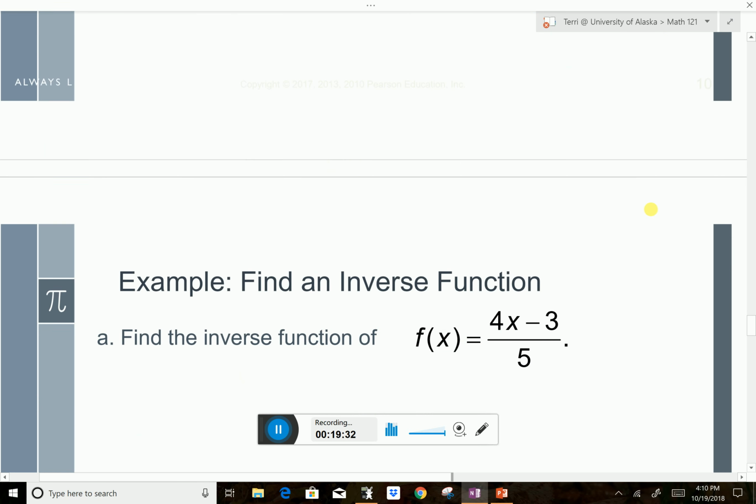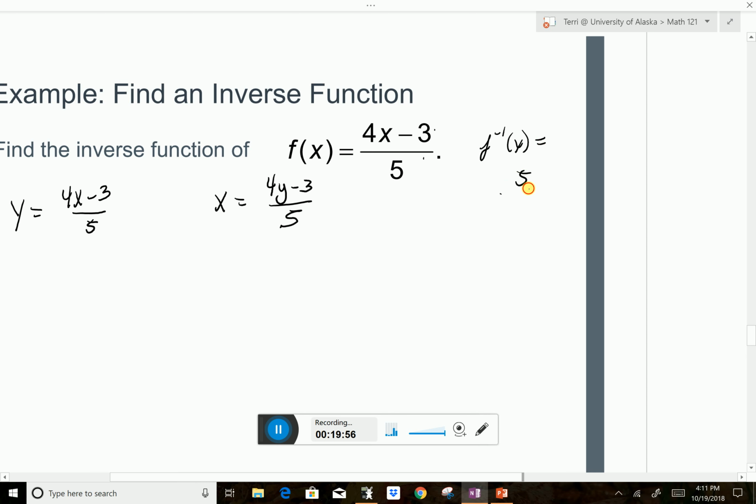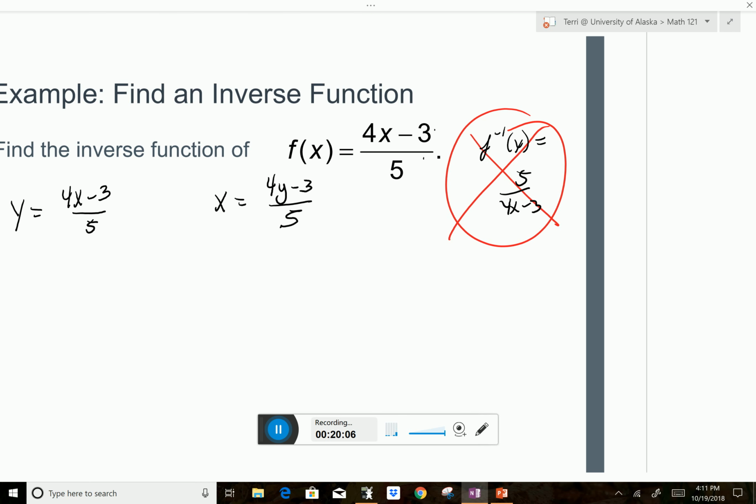Okay, so let's do this. Let's find the inverse function of this. I'm going to call this y equals (4x minus 3) over 5. Now I'm going to switch x and y. I don't just flip this over. I'm going to say this one more time, just because I want to. There. You don't do that. I could have just put one line through it, I suppose.